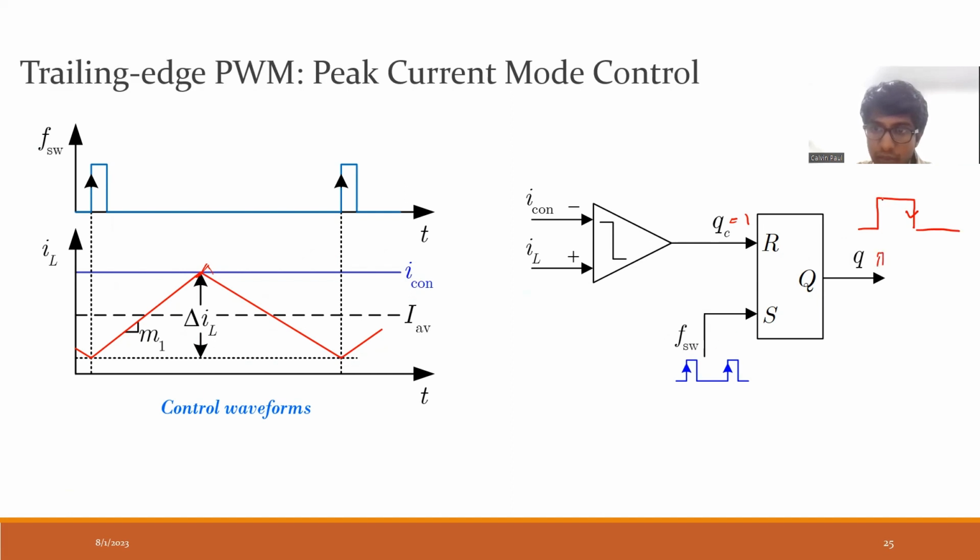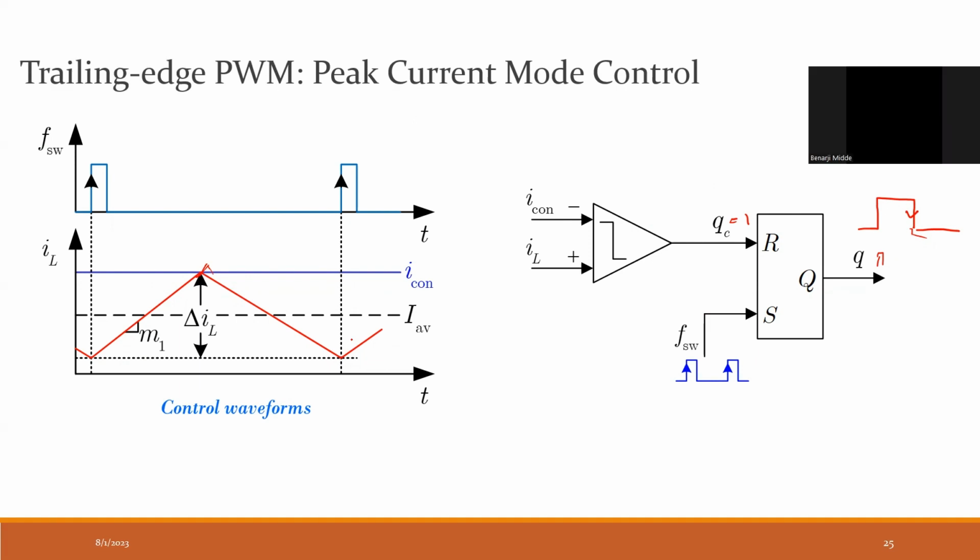At that time Q will become high, and the inductor current will start rising. When it tries to go above this value, then QC will become 1. That means reset will become 1, which means Q will have to fall. So Q will become 0. This is the way peak current mode control is implemented. In this manner, the peak value of the inductor current is limited to this value. It will not rise above this. That is how we control the inductor current.